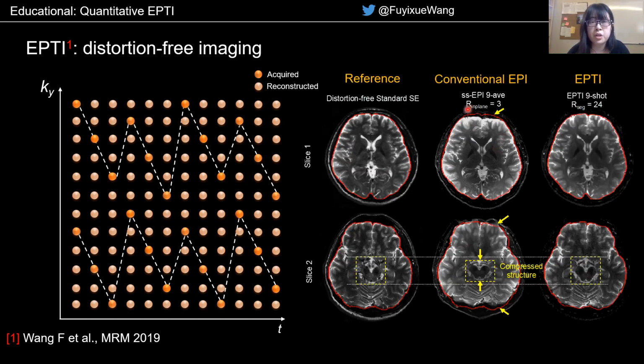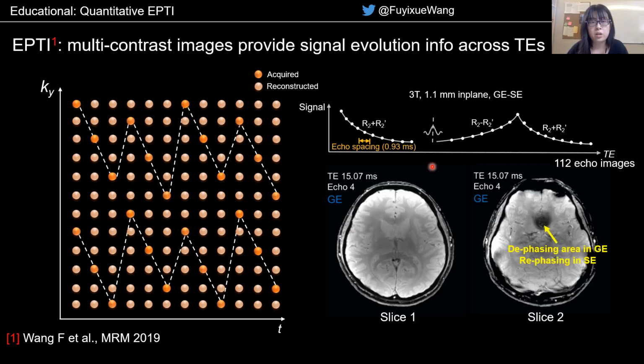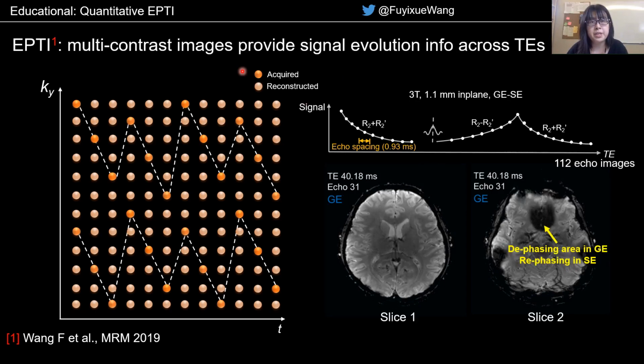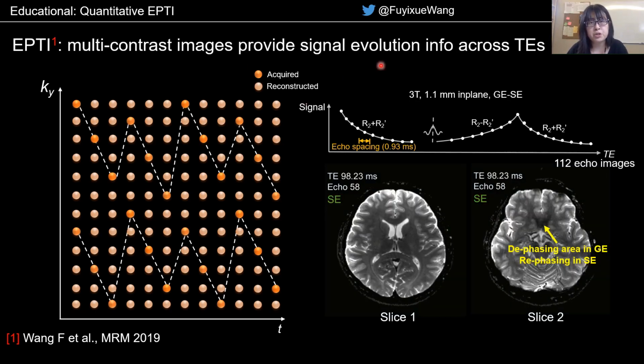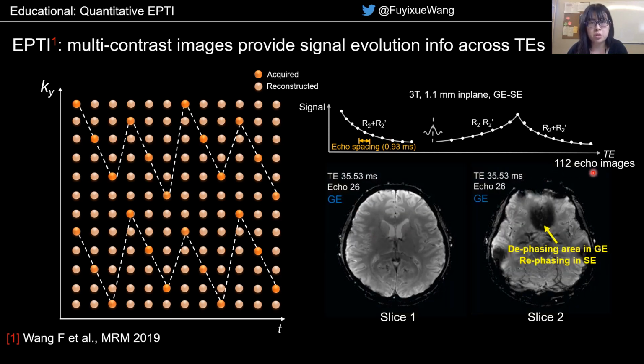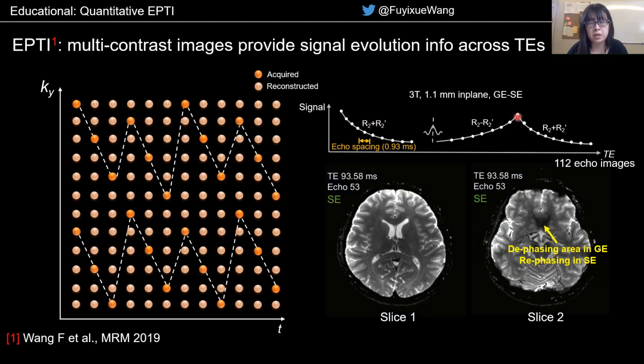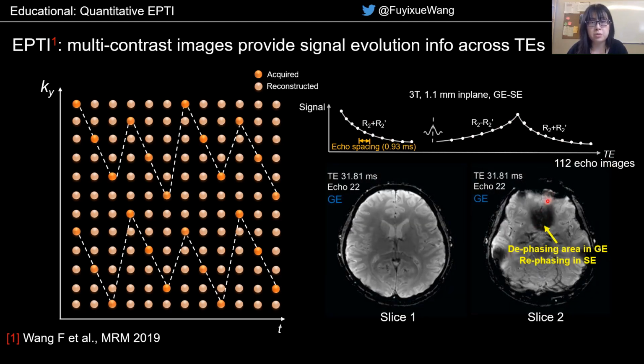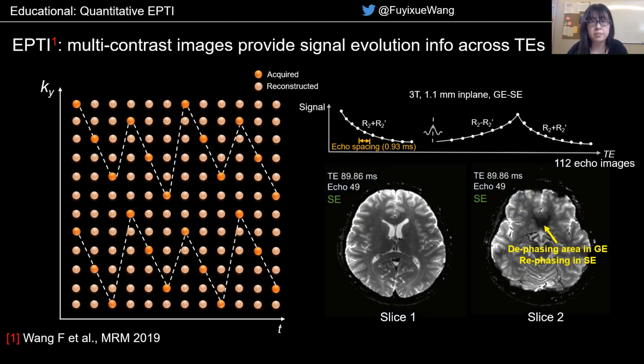And compared with the conventional EPI with distortion and compressed structures, EPTI achieves similar structure integrity compared to the distortion-free reference. The multi-contrast images provided by EPTI can provide signal evolution information across TEs. Here are 2 example images from 2 slices that move across 112 echo images in a gradient echo and spin echo acquisition. We can see the dephasing area that spreads out in the gradient echo and then gradually recovers in the spin echo as expected.